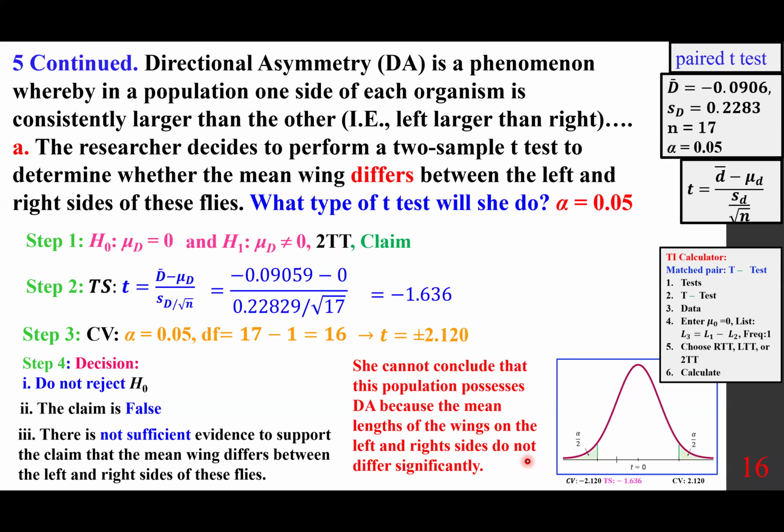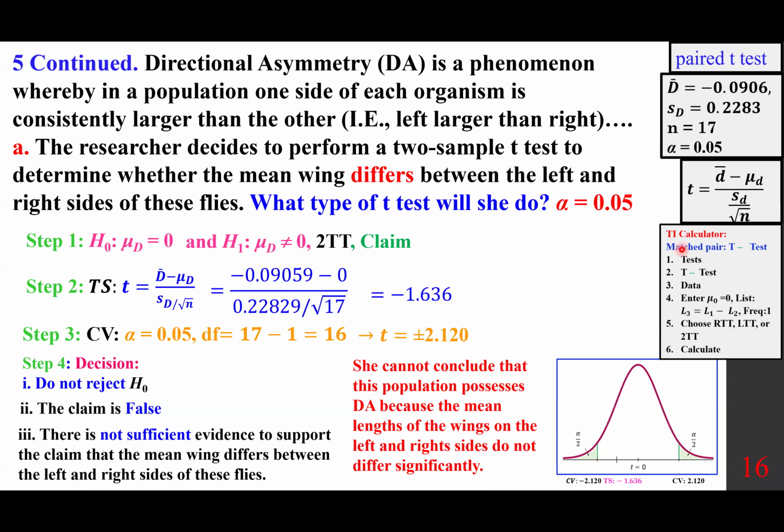And as far as technology, you can go with matched t-test, t-test data, and you enter mu sub 0 equals 0, and L3 is what you're going to put in, which is L1 minus L2, and choose either right tail, two tail, or left tail. And of course, we're going to use a two-tail test for this.